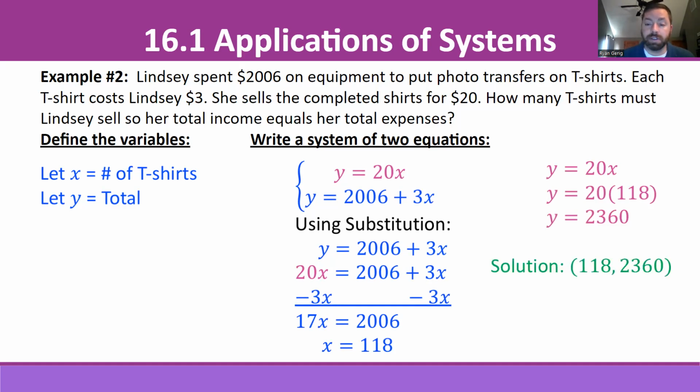The answer to this question, how many t-shirts must Lindsay sell? Is 118 t-shirts. She has to sell 118 t-shirts for her expenses and income to be the same. With 118 t-shirts, her expenses and her income are both $2,360. And that is the end of lesson 1.